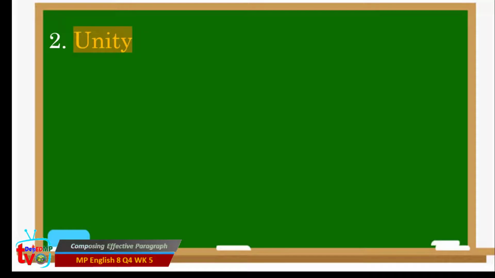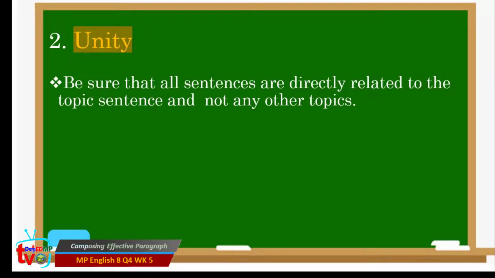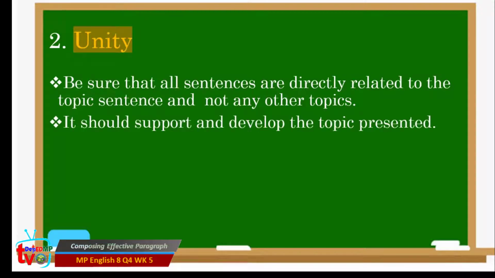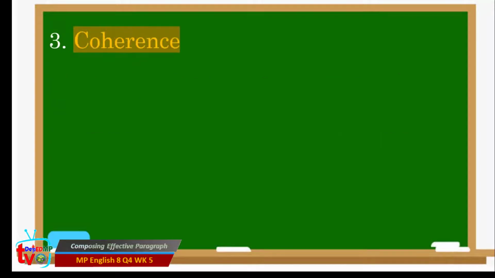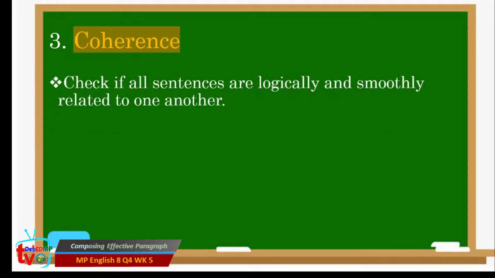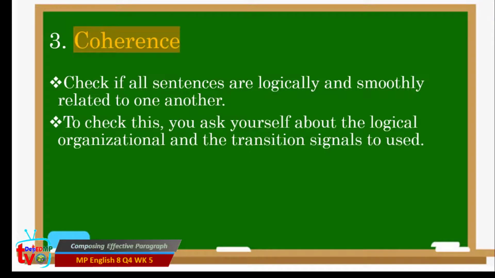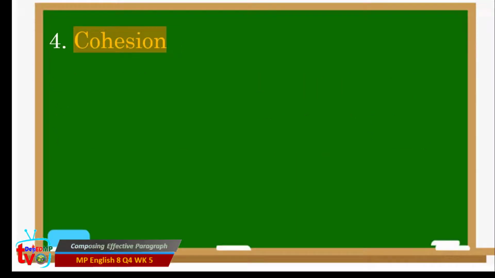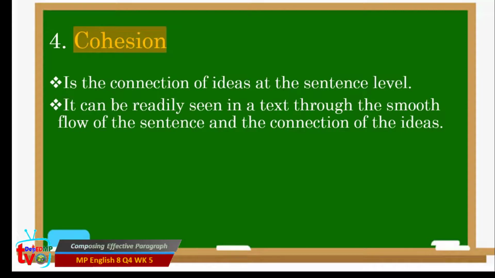2. Unity. Be sure that all the sentences are directly related to the topic sentence and not other topics. It should support and develop the topic presented. 3. Coherence. Check if all sentences are logically and smoothly related to one another. To check this, you ask yourself about the logical, organizational, and transition signals used. 4. Cohesion is the connection of ideas at the sentence level.